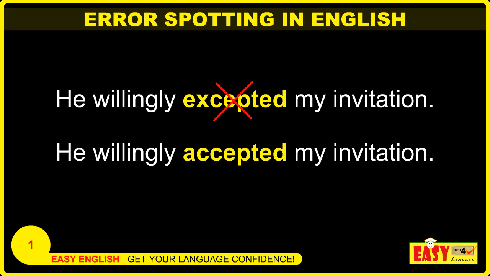He willingly accepted my invitation. What is acceptance? To agree. I agree with. I give my consent. I accept it. I agree with. So that is the meaning of accept or accepted. So in this case, he willingly accepted my invitation. Excepted will be the wrong usage. He willingly accepted my invitation will be the right usage.